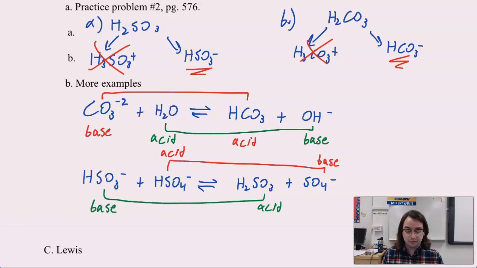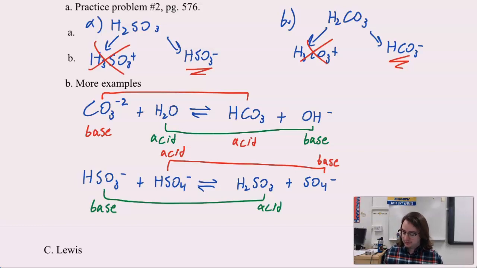So in this situation, hopefully you noticed that the HSO3- is gaining a proton, so it's working as a base. Its conjugate pair on the other side is an acid. HSO4- is donating a proton, so it is acting as an acid. Its conjugate pair on the other side is a base.